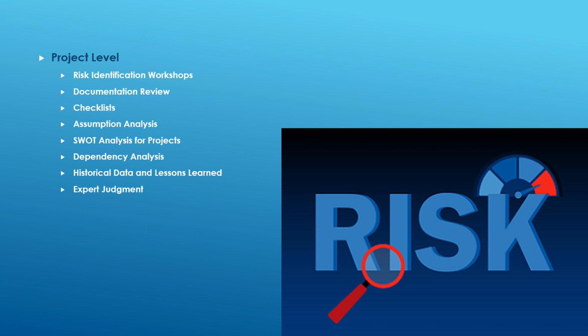Now, the next level is project level. The next risk identification level is the project level. And this includes risk identification workshops, documentation review, checklist, assumption analysis, SWOT analysis for projects, dependency analysis, historical data and lessons learned, and expert judgment.